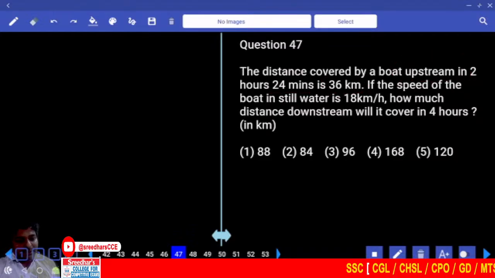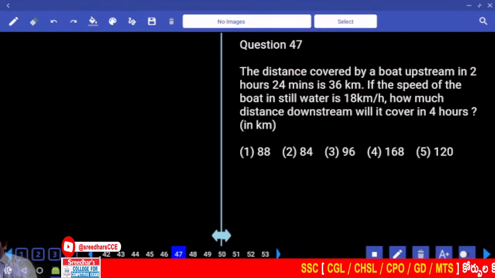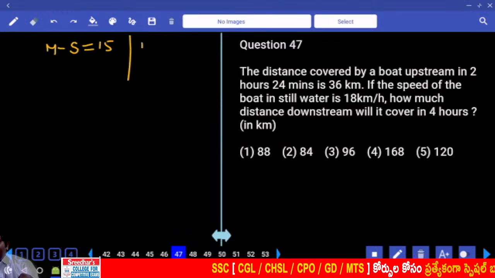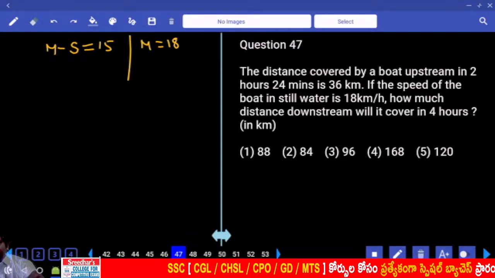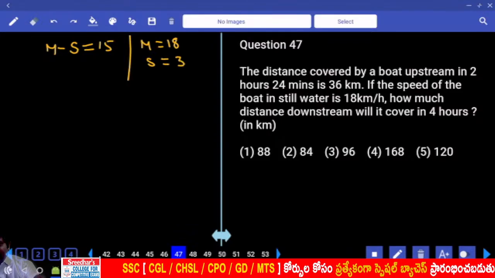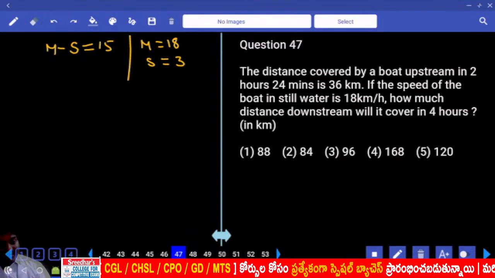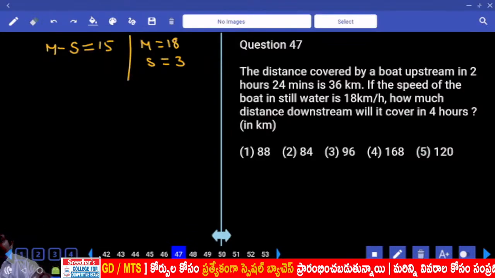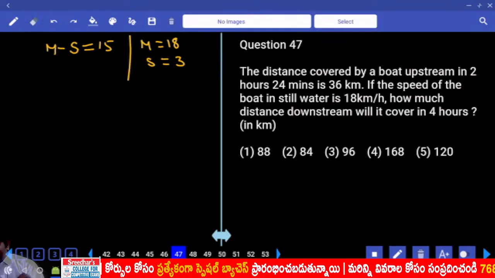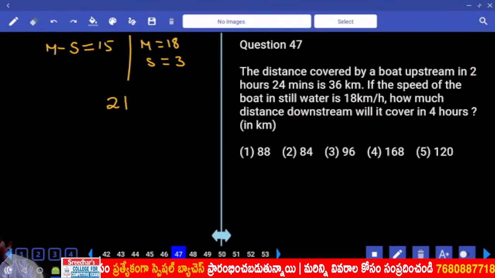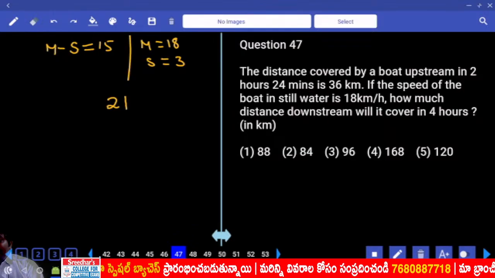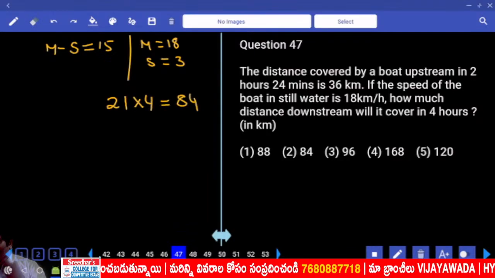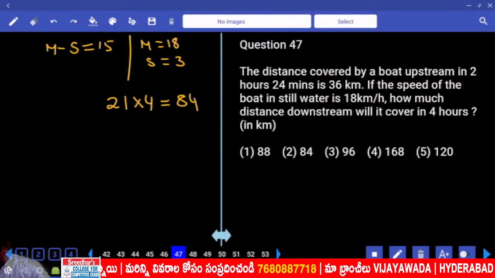The speed of the boat in still water is 18 kilometer per hour. When you know m minus s is equal to 15 and also m is equal to 18, then s becomes 3. How much distance downstream will it cover in 4 hours? Downstream speed m plus s, which is 21 kilometer per hour. But we have to calculate it for 4 hours. That will be 84. Clear?